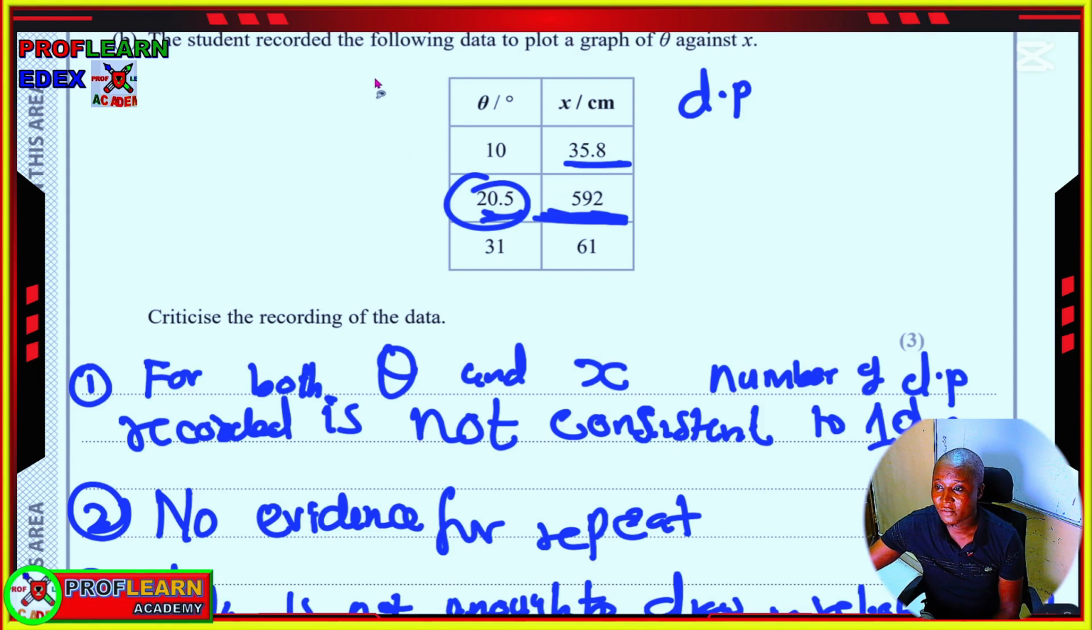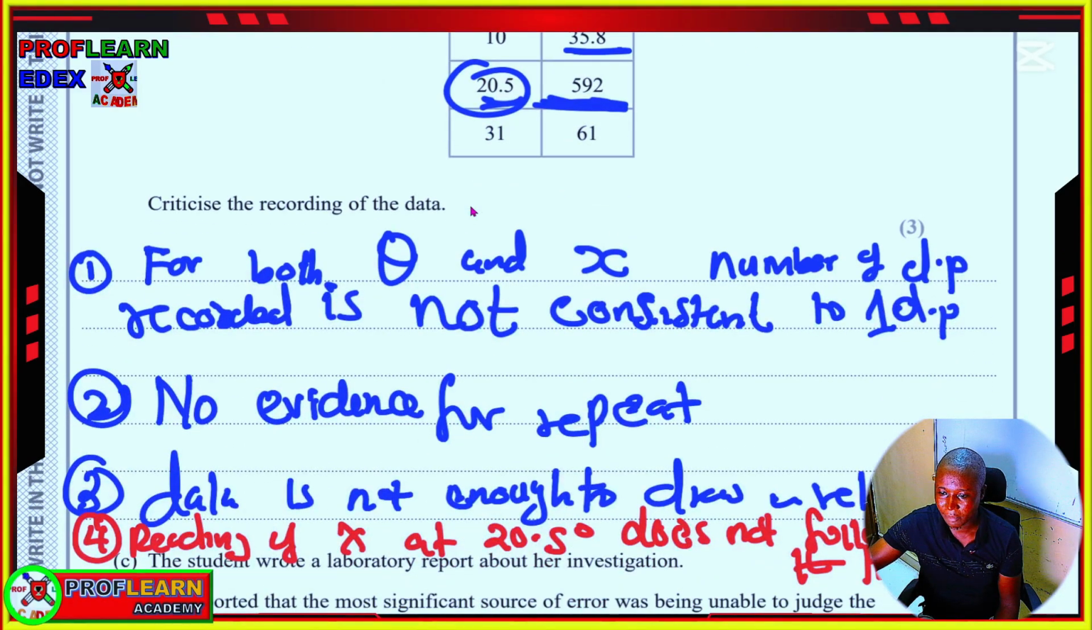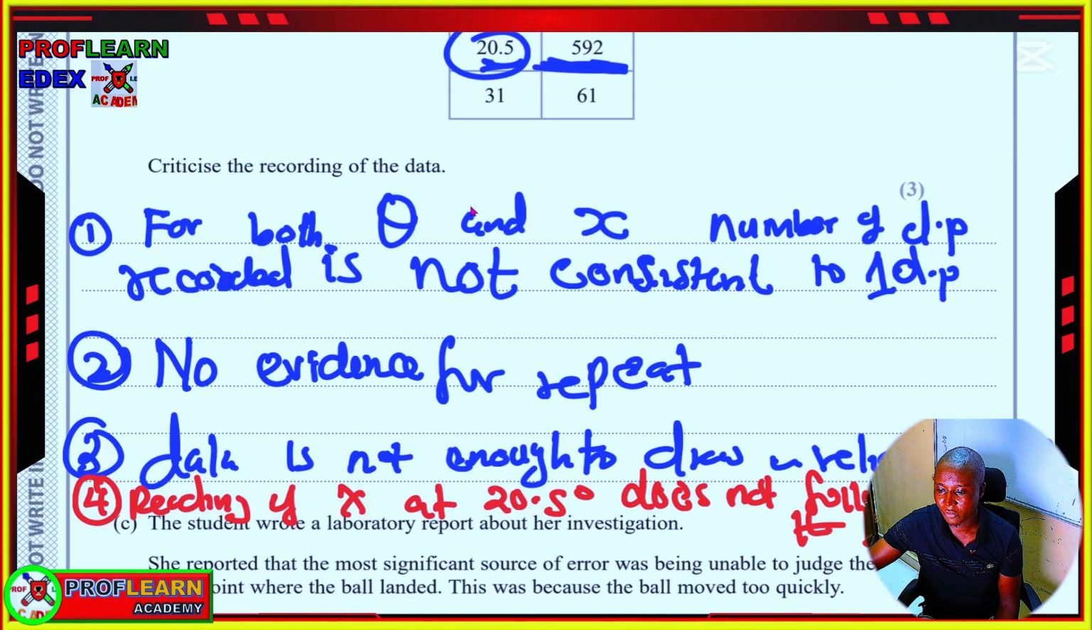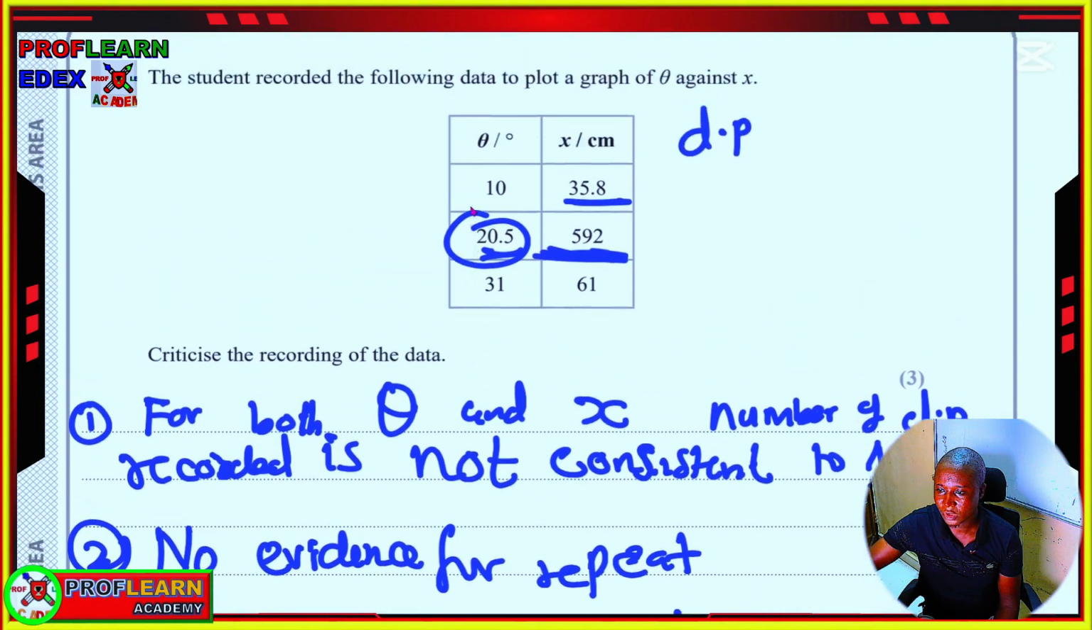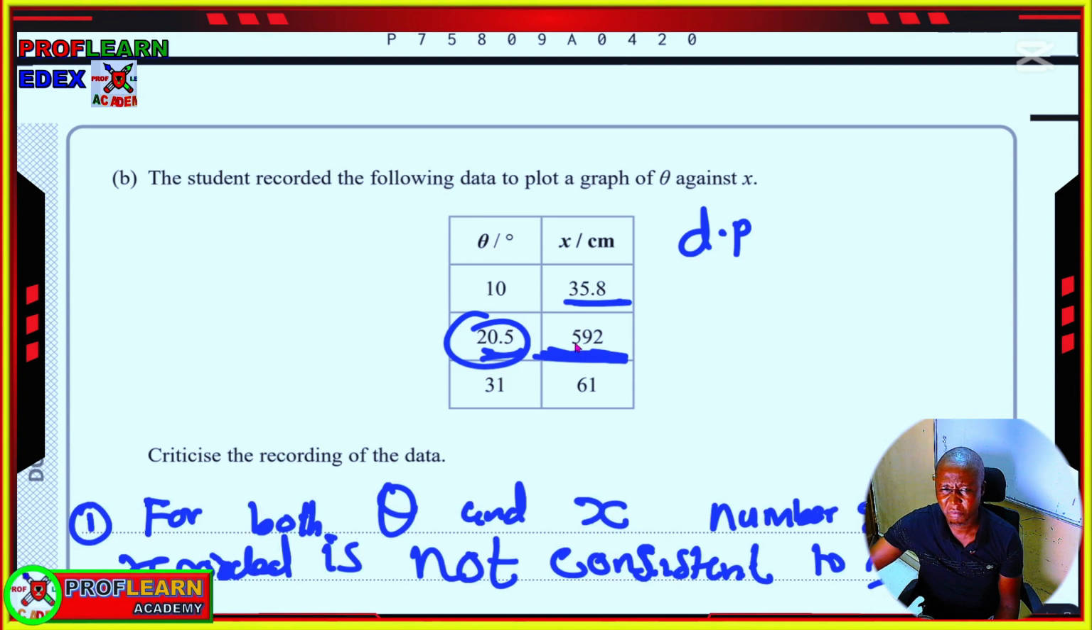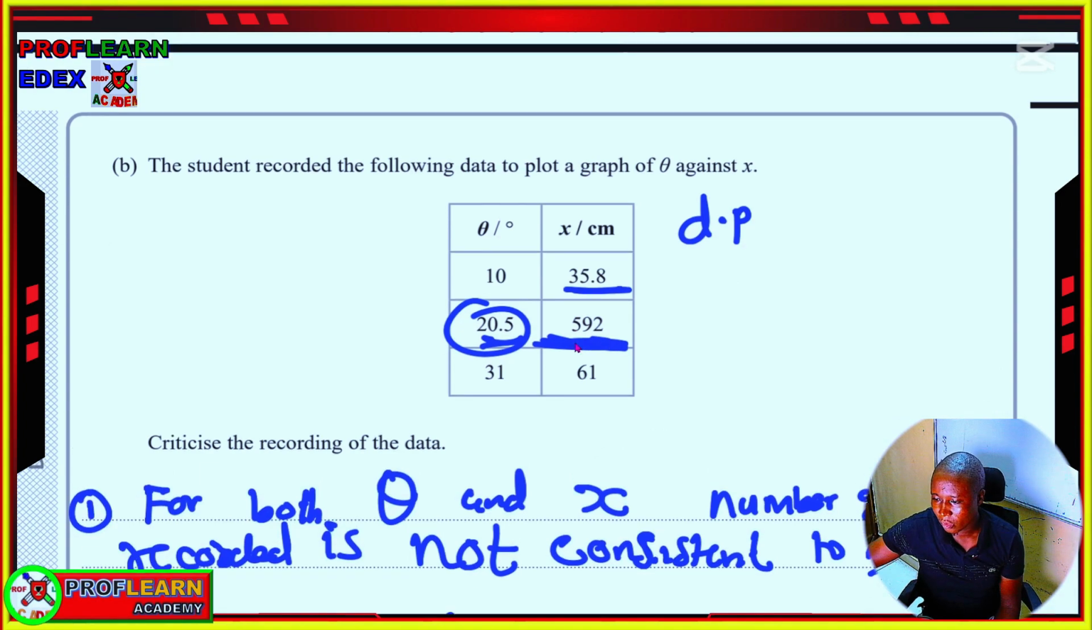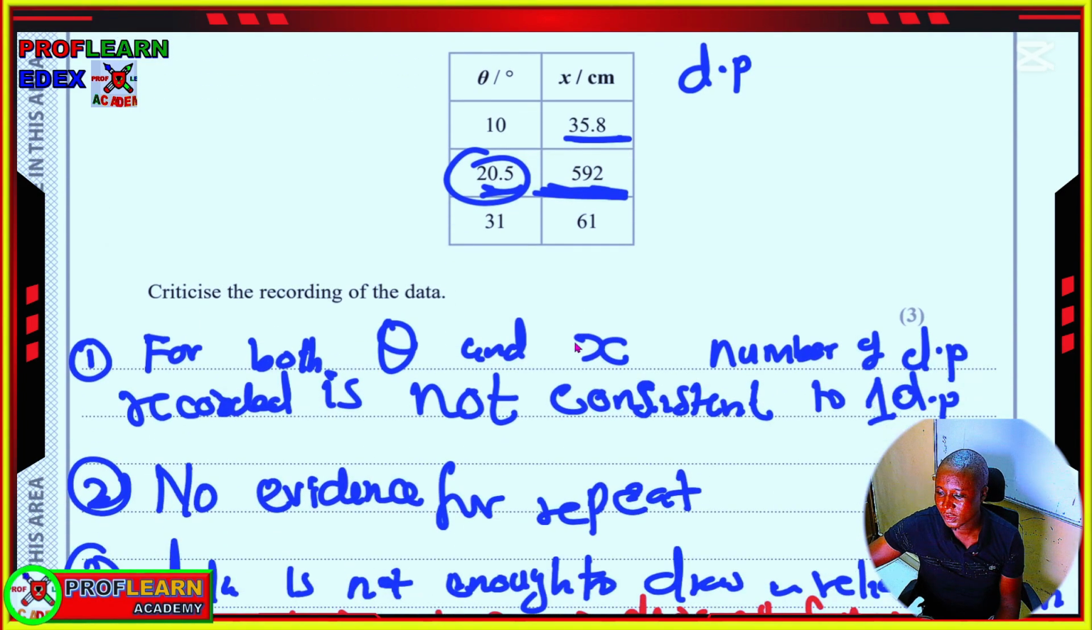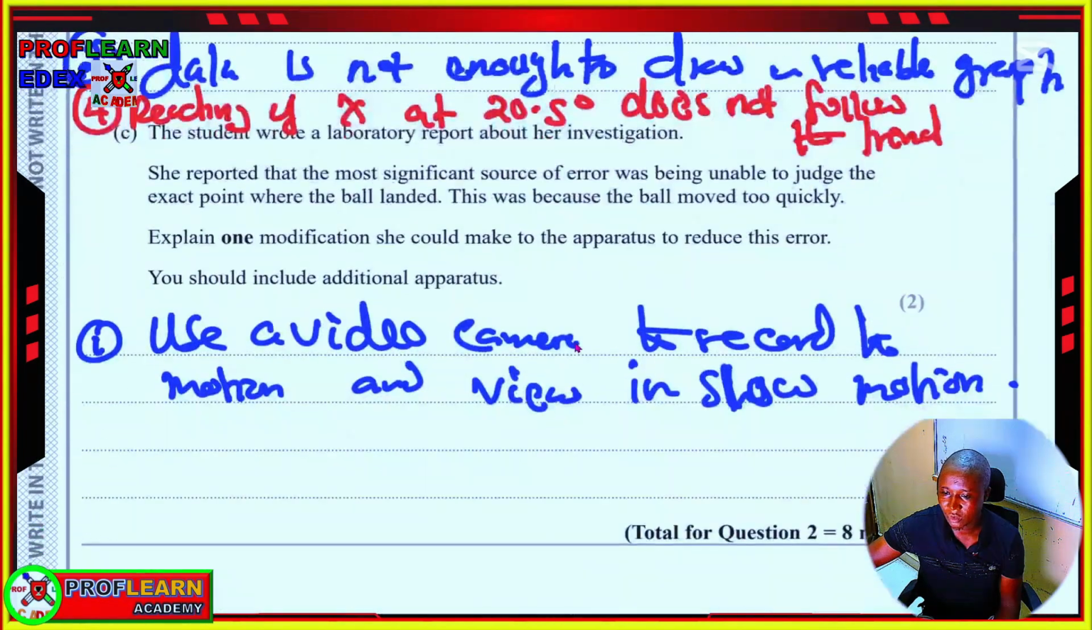And if the data was for plotting a graph, how can somebody do 3 values and want to draw a graph? This means the data is not enough for a reliable graph, right? So whenever you are criticizing, base your answer on the number of decimal places, evidence of repeats, and also the recording at 20.5 degrees, you see it's 592. Something's wrong there. So you also look at the consistency and the trend that is followed.